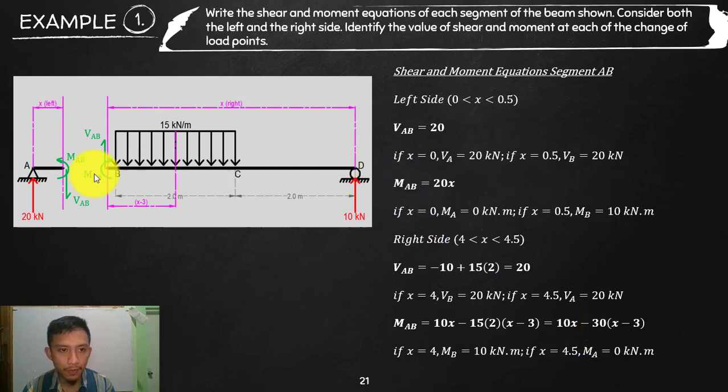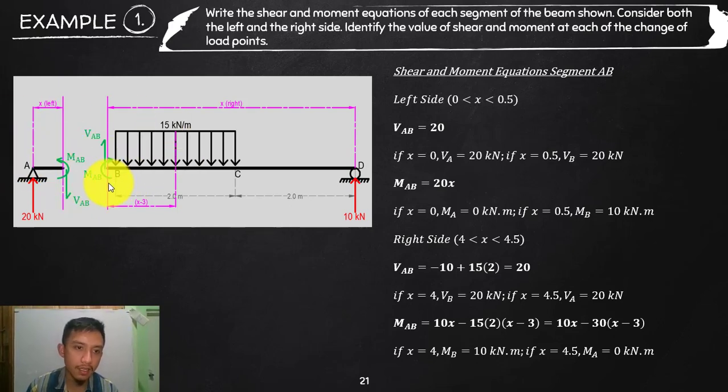What is the distance? 4.5 from your reference D, since I am considering this side, right side. So substitute that here, you will end up with 0, which is the same as this, which is true because the end is a simple support. There should be no moment at that point. Okay, same thing if you will try to establish at point D. There should be no moment at point D, since that is a simple support. Okay, so that's it. We already established the equation of your moments and shear within your section AB of the beam.